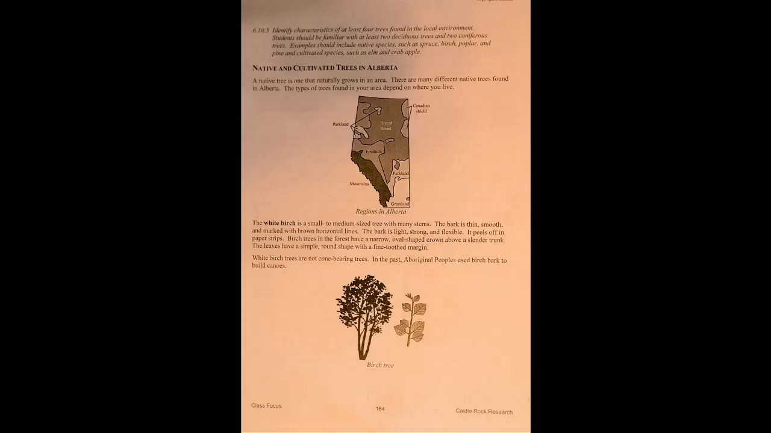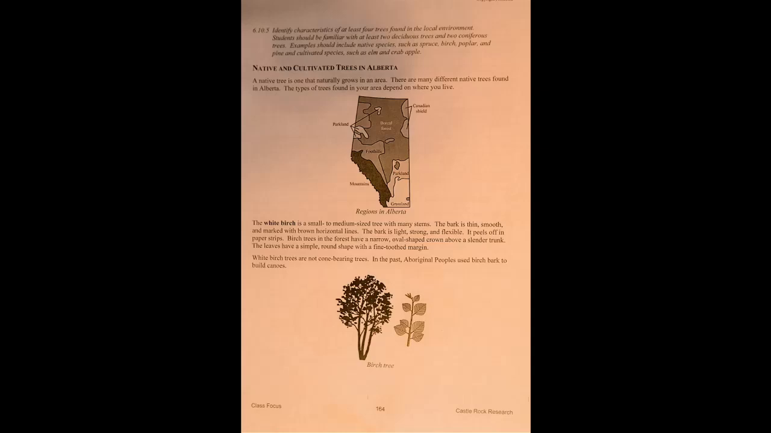The white birch is a small to medium-sized tree with many stems. The bark is thin, smooth, and marked with brown horizontal lines. The bark is light, strong, and flexible. It peels off in paper strips.